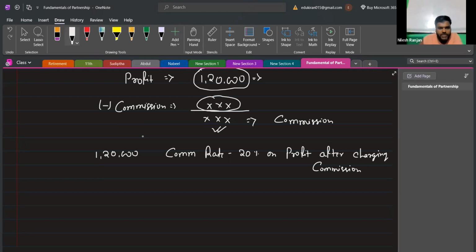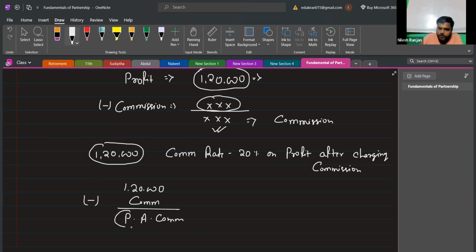Actually, the concept is if we are taking 1,20,000, it is profit before commission. Yes. And we have to deduct commission from it. So whatever the amount of commission, this commission is calculated on profit after commission. Profit after commission. Okay.